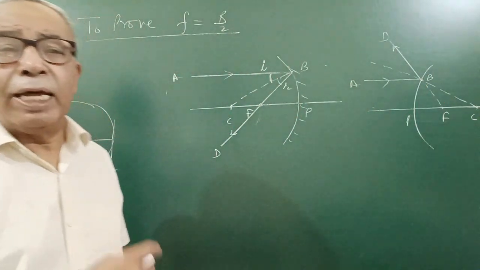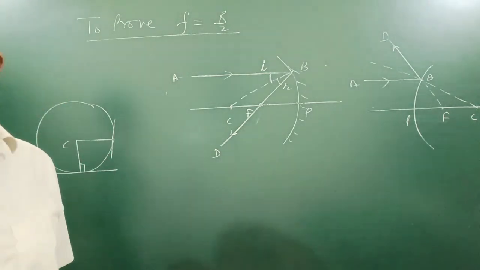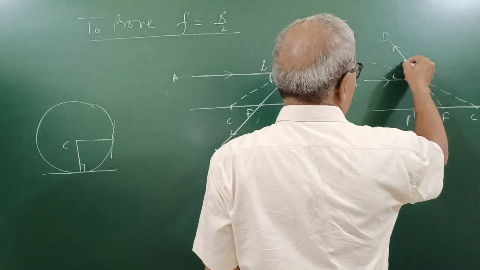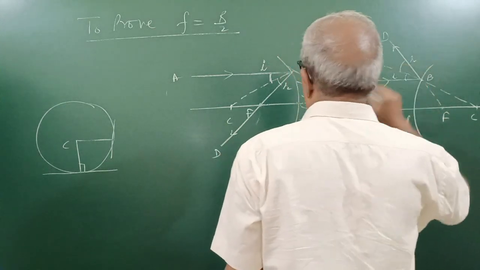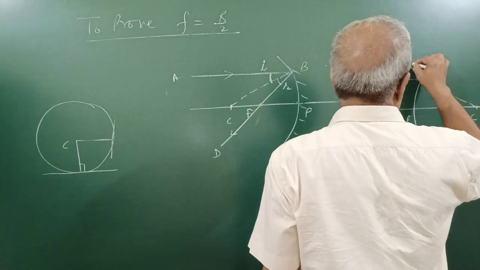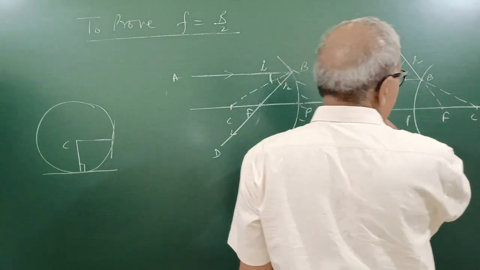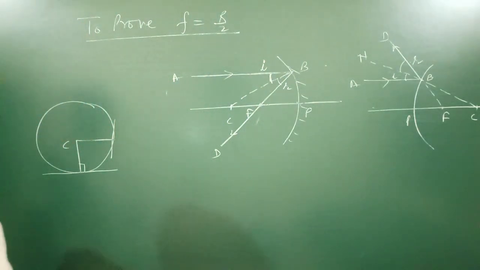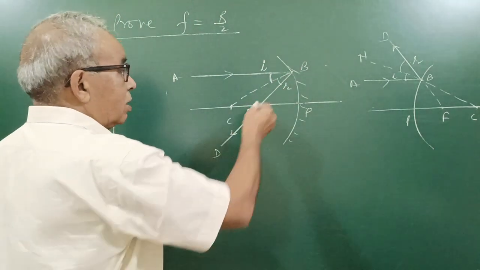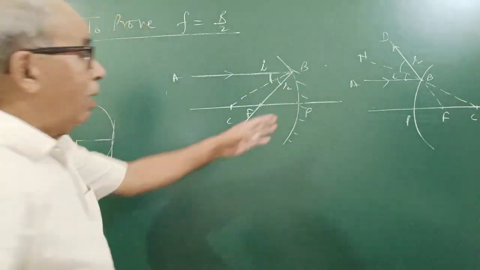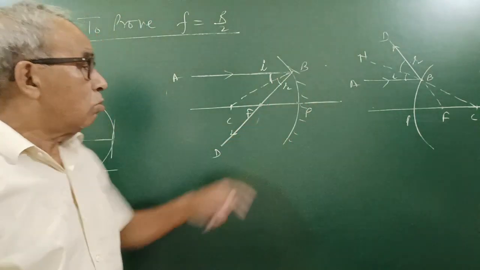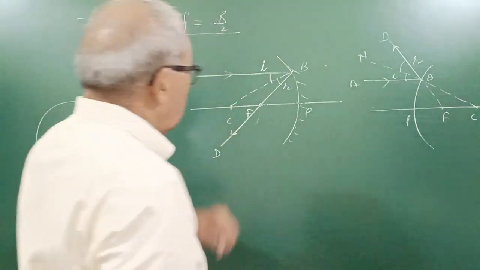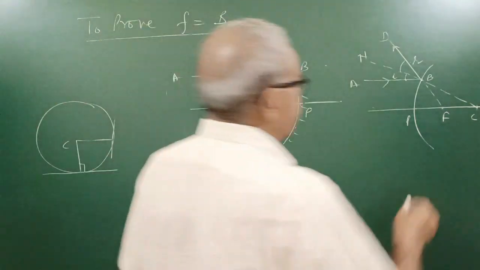I could have drawn the diagram first, but I want to show how to draw the diagram. This is angle I. This is R. Sorry, the angle between the incident ray and the normal is the angle of incidence, and the angle between the reflected ray and the normal is the angle of reflection. So every point on the mirror we join through C, and here it is the normal. Here the tangent, and here the normal. So here it is I.